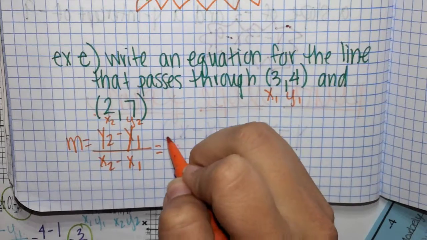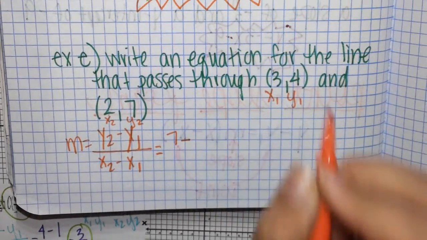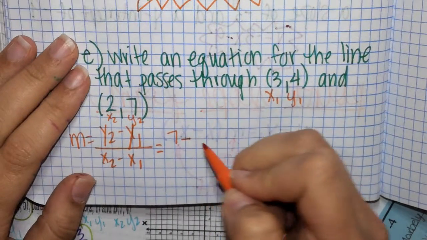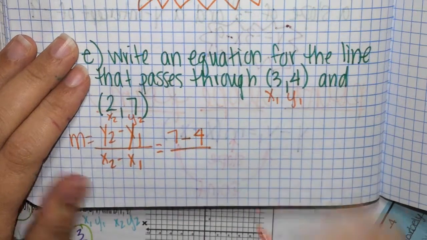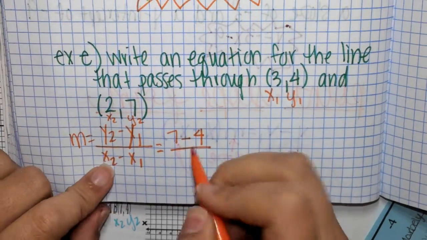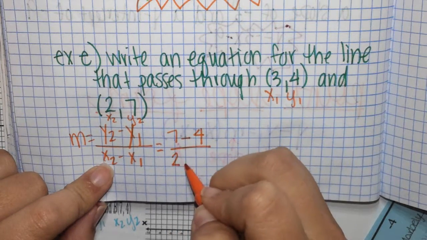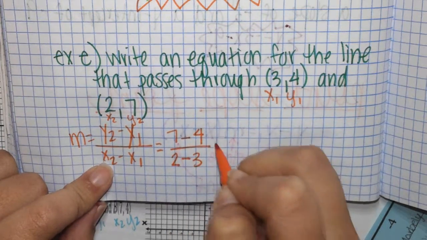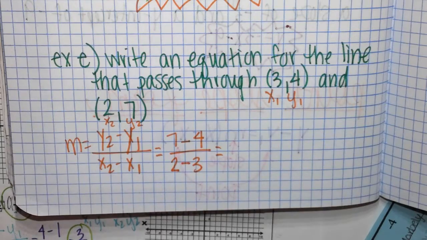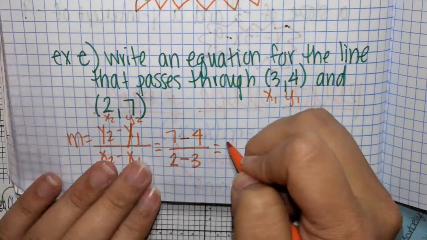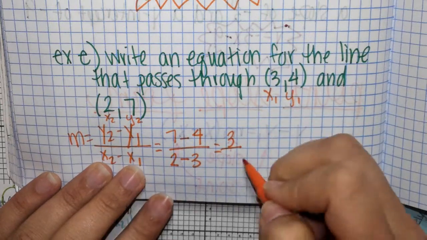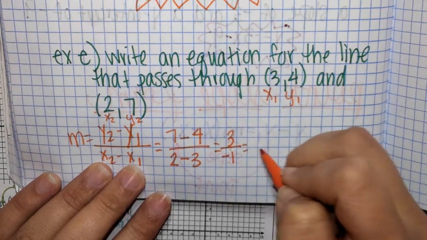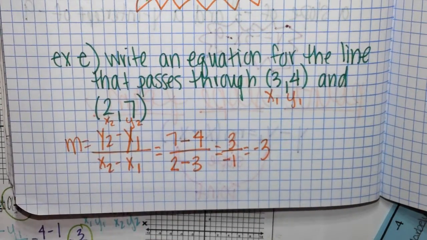Alright, so then y2 is 7 minus, what's our y1? It is 4. Divided by, what's x2? It is 2 minus 3. Okay, what's 7 minus 4? 3. It's not over anything, Curtis. And what's 2 minus negative 1? It is 1. -1. And that gives you negative 3.